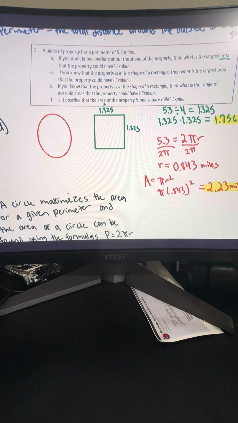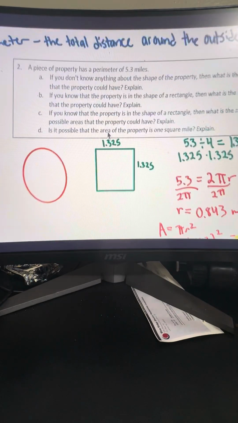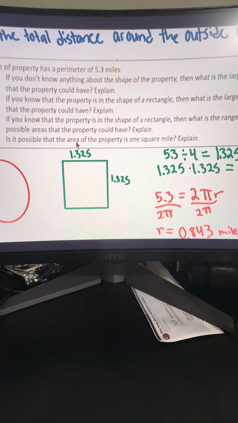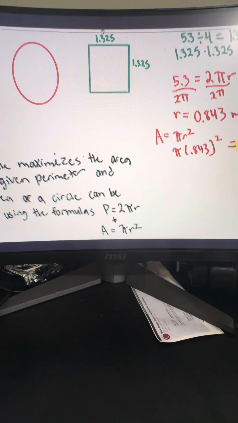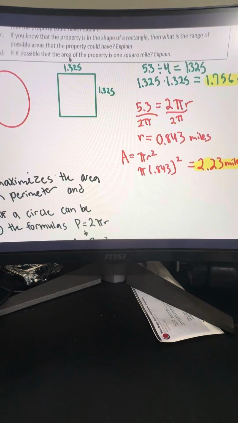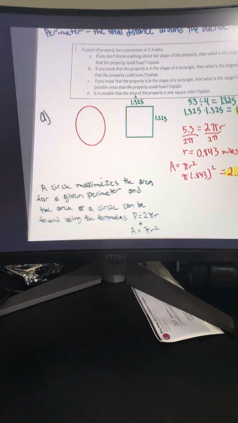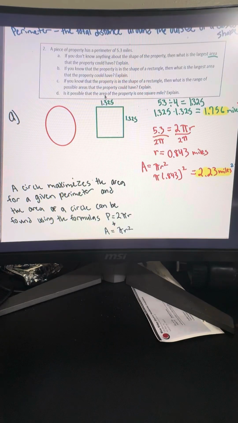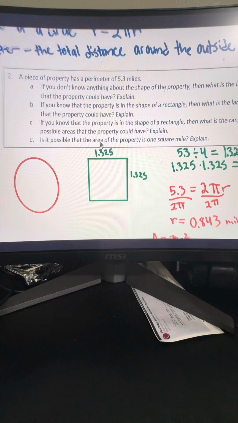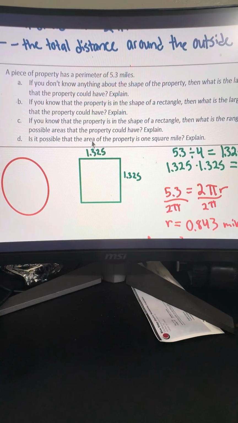So going back to our problem up here, what is the largest area that the property could have? Well, we know that the circle is going to maximize our area. So the largest area we could have is 2.23 miles squared. Perfect. Part A is done. Let's read part B now. If you know that the property is in the shape of a rectangle, then what is the largest area that the property could have? Awesome.